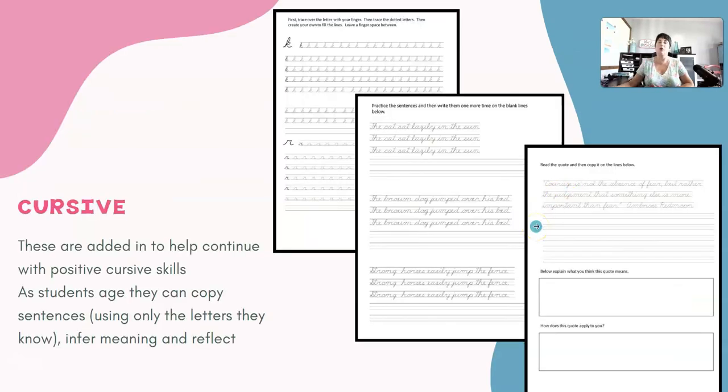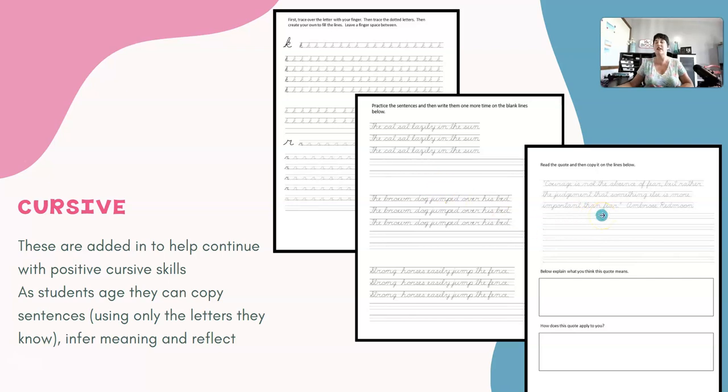Okay. So these are added in to help continue with positive cursive skills. So once students have mastered letters, then we want to move them into using words that contain the letters that they already know and that are easy to put together. So we start with short sentences.